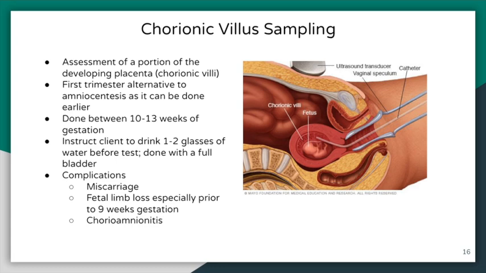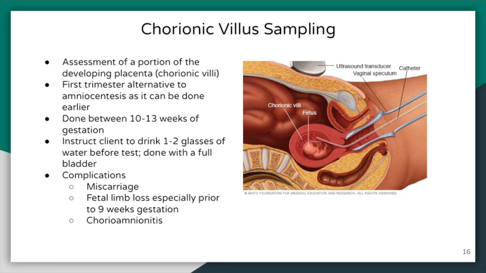This is done in the first trimester. It can be done as an alternative to the amnio because it can be done earlier. The amnio is done after 14 weeks. This one is done between 10 and 13 weeks gestation. So it depends on what's going on and the reason why we're doing it.